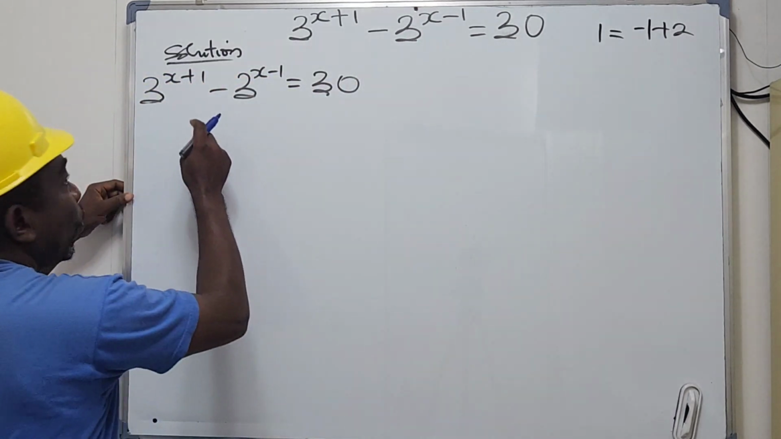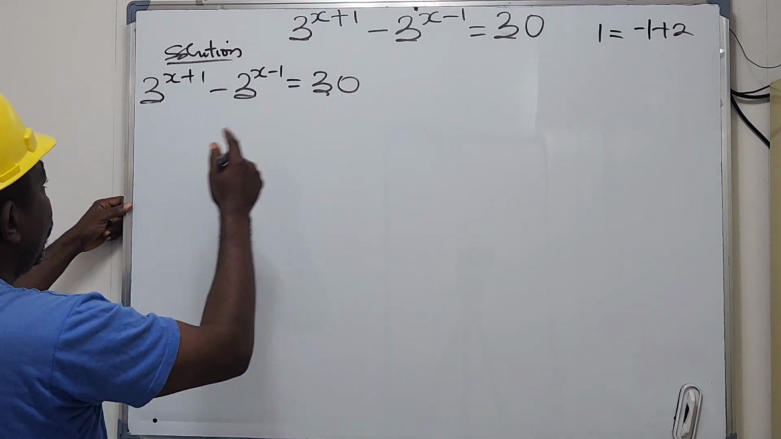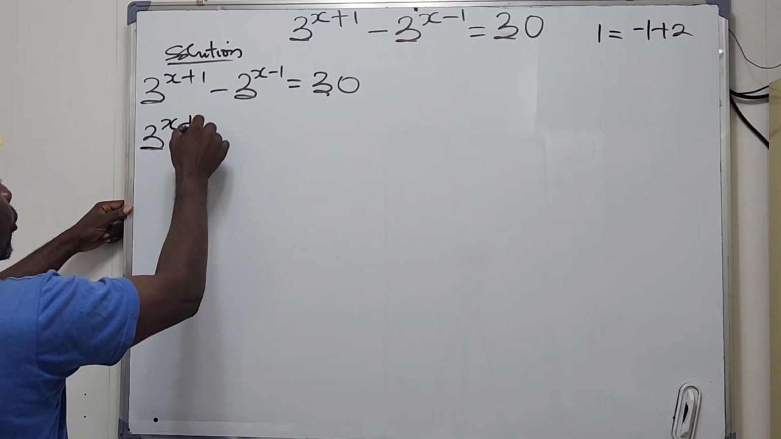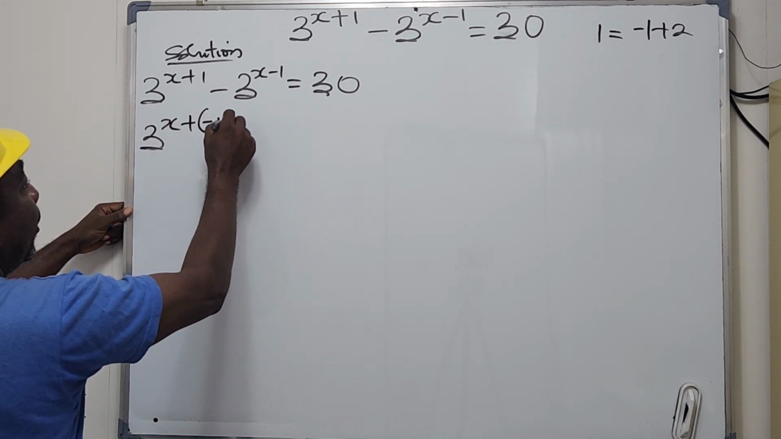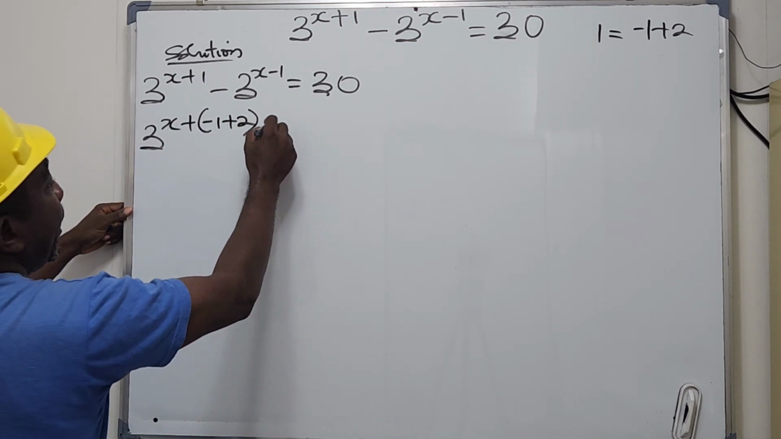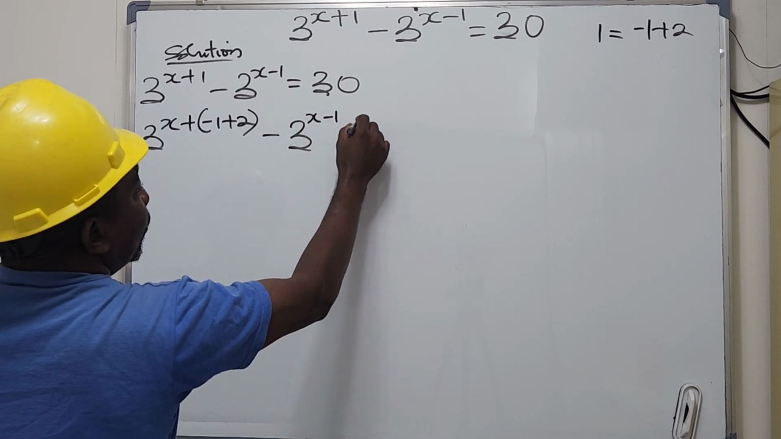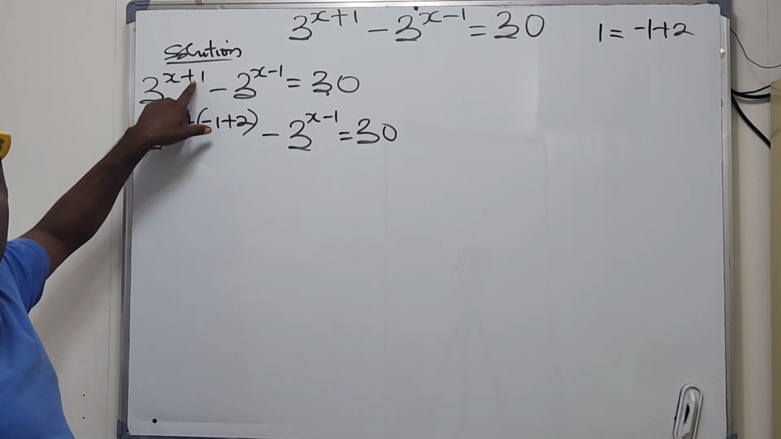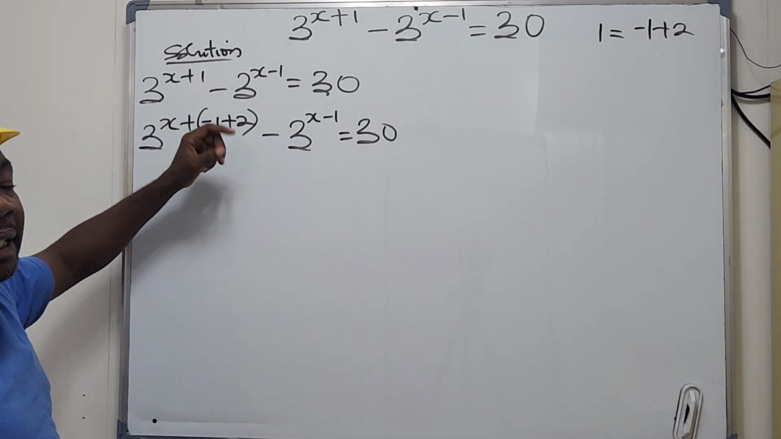So here, we are going to substitute, in the place of 1, minus 1 plus 2. So this will become 3 to the power of x plus, in the place of 1, we put minus 1 plus 2. Then we have minus 3 to the power of x minus 1 equals 30. We bring down this. So this is what we substitute. In the place of 1, we put minus 1 plus 2. You see the same thing.